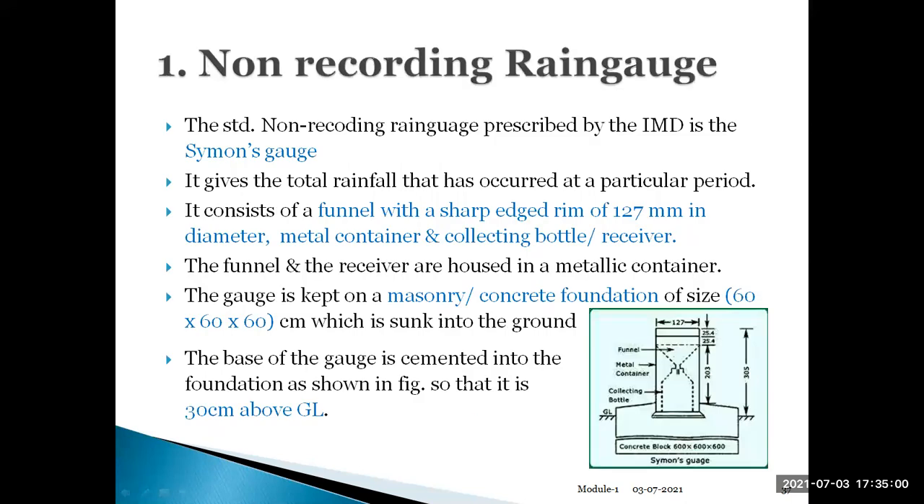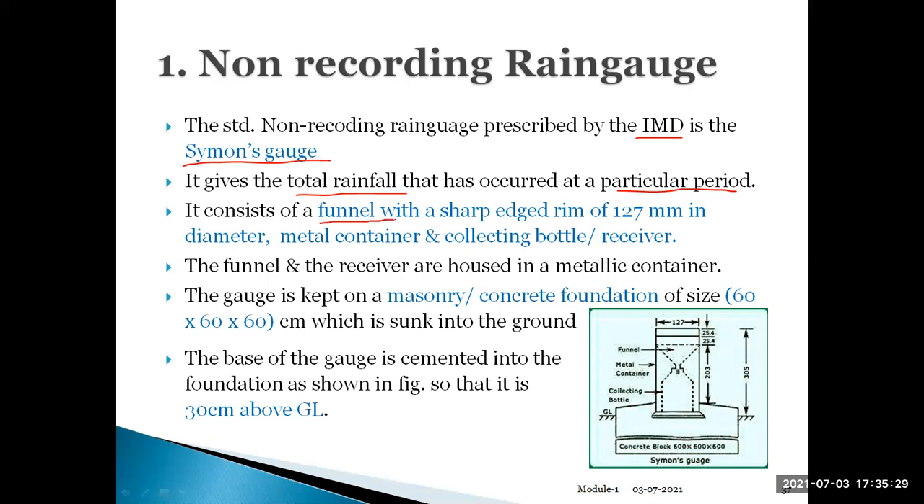Let us discuss how to measure the precipitation using a non-recording rain gauge. The standard non-recording rain gauge prescribed by the IMD, that is the Indian Meteorological Department, is the Simon's rain gauge. It gives the total rainfall that has occurred in a particular period.